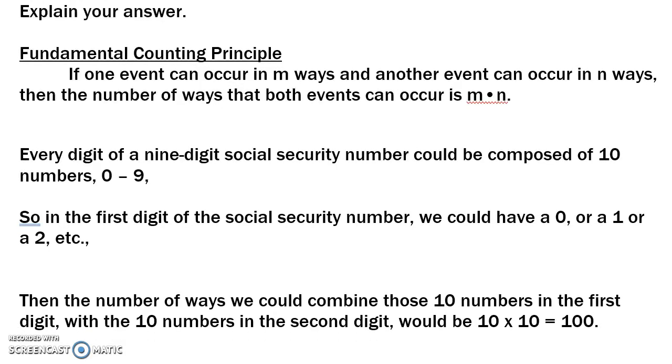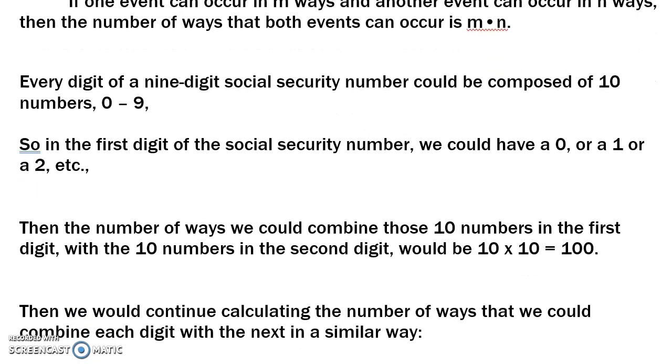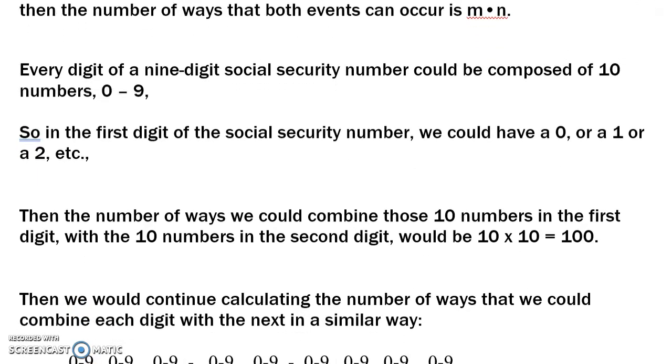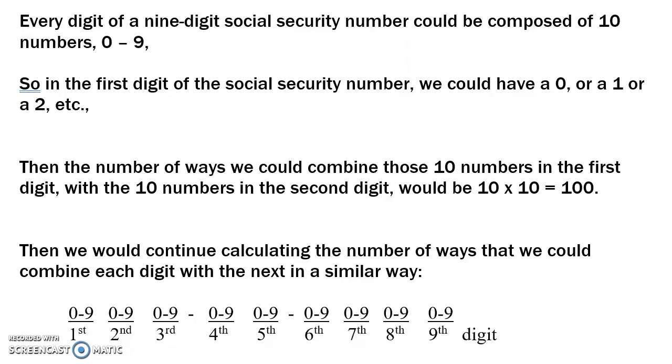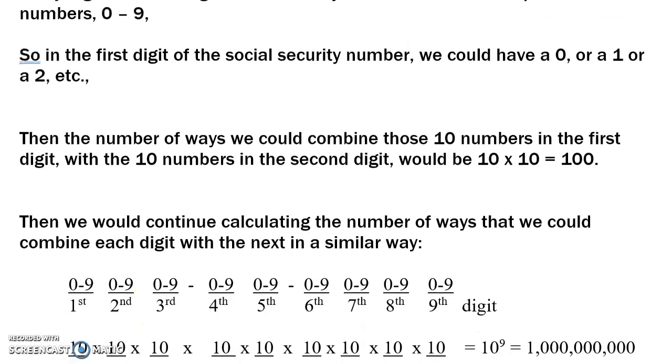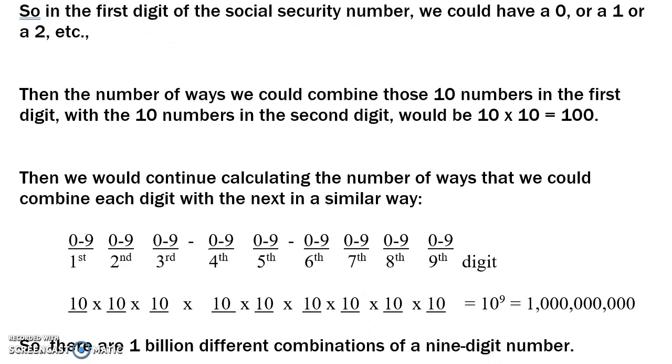And then we can continue calculating the number of ways that we can combine each digit with the next in a similar way. So if we put all of the digits together like this in a Social Security number, with each digit having the possibility of being a 0 through 9 each time, then we would have this calculation, which means we would have 10 to the 9th or 1 billion different combinations of a 9-digit number.